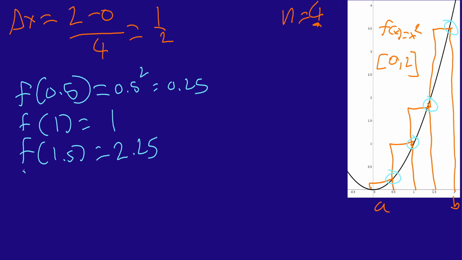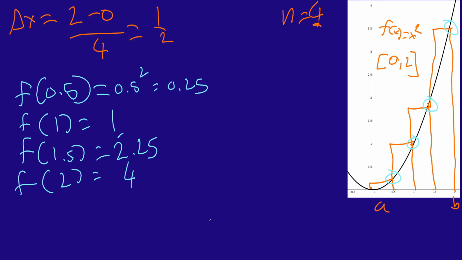And then my last one is going to be f, is going to be right here at 2. And so if I do this one, I'm going to get 4. So those are the values that I have. In other words, that is the height for each one. And so now what I need to do is take base times height and do that for each of my 4 rectangles.